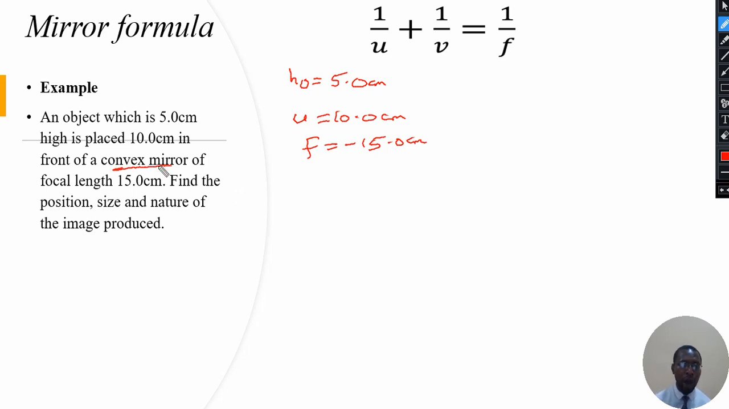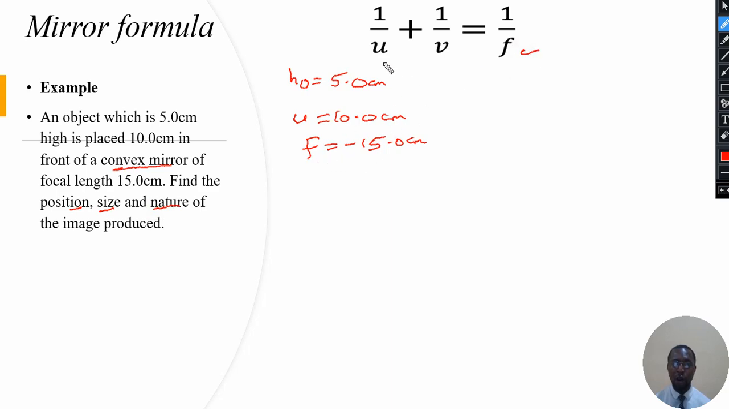Of course, we know from our last slide that in a convex mirror, the image produced is always virtual. So we are expecting to see a virtual image, and also diminished. So we are expecting an image that is smaller than the object. So right now we want to determine 3 things: the position, the size, and the nature. Now how do we do this? Very simple. Going back to our mirror formula, we can do this.